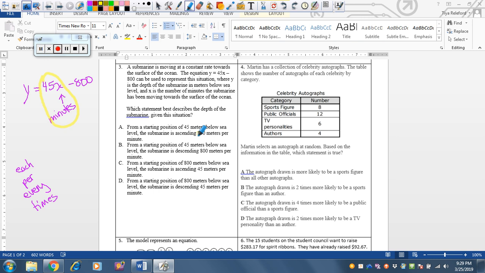So if you see what I see, 800 meters per minute, 800 meters per minute, 45 meters per minute, and 45 meters per minute. Which ones are the 45 being multiplied by minutes? Right? C and D. A and B are wrong. Now the second part I see is this negative 800, minus 800. So this is where it gets a little confusing. Read C and D and see what the difference is between the two answer choices.